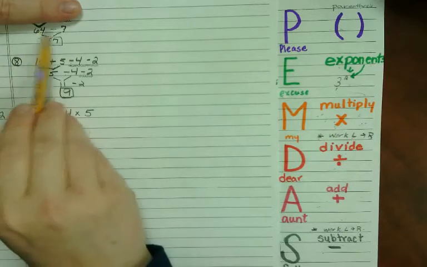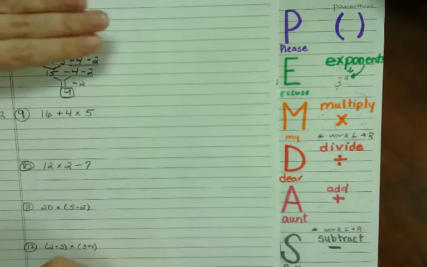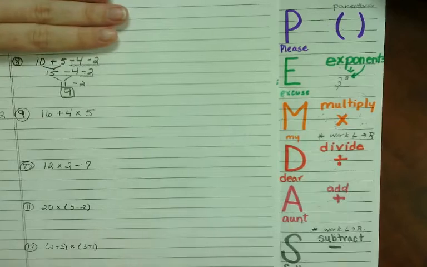Okay, and then we do 64 minus 7. If you have problems with subtraction and borrowing, use your calculator. Okay, nothing wrong with that. Okay, I boxed in my answer of 57, and then we went on to 8.